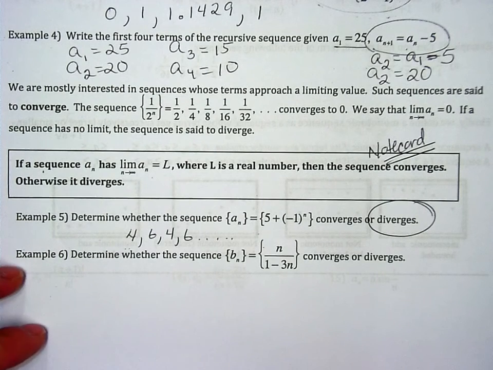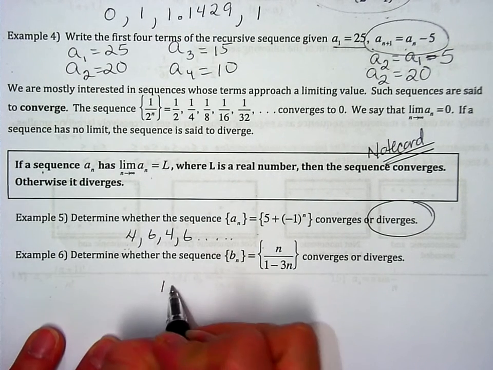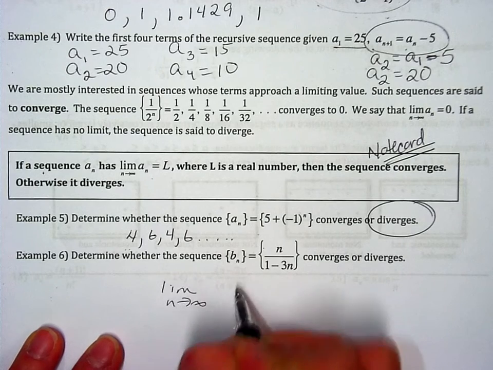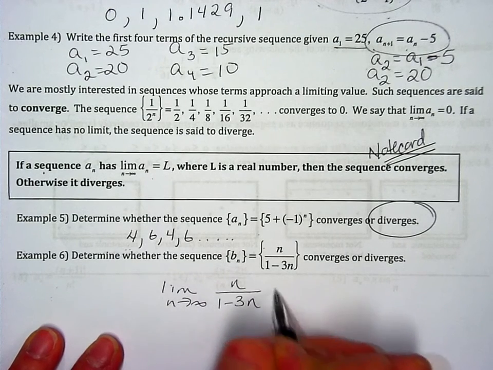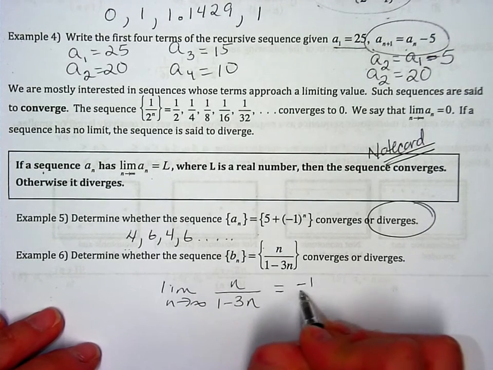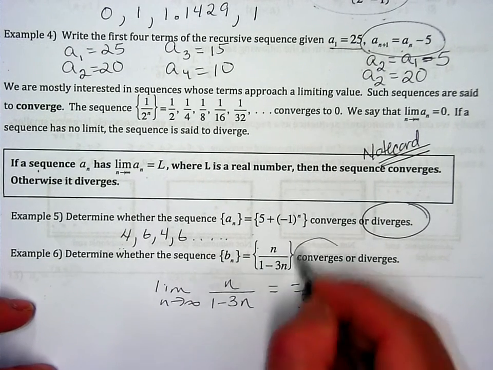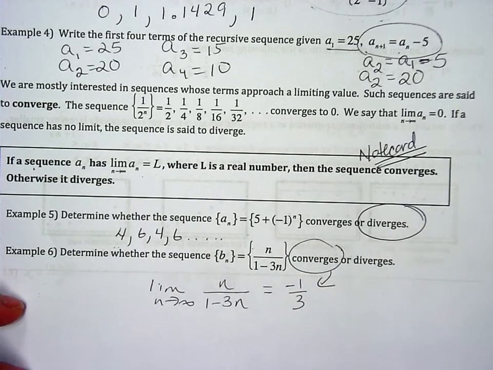Another way to determine whether a sequence converges or diverges, and the most common way, is you can try to take the limit of that general term. The limit of this general term ends up being negative 1/3. So if you list out these numbers, or if you look at a table, you will notice that this sequence converges to that value of negative 1/3.